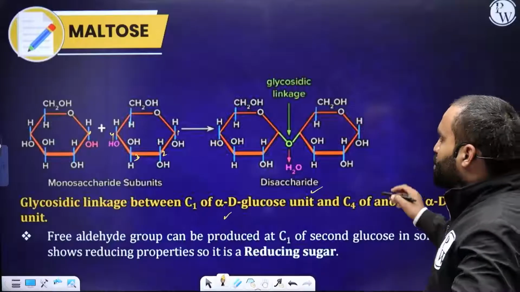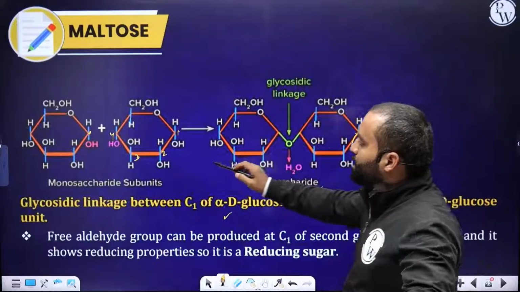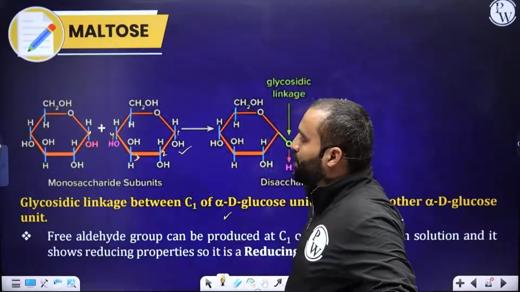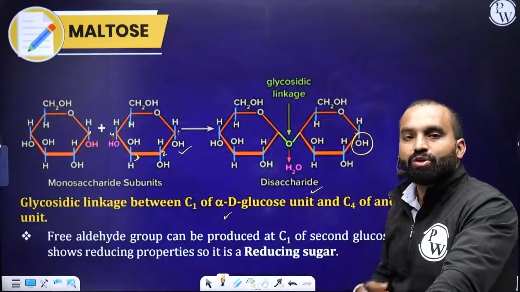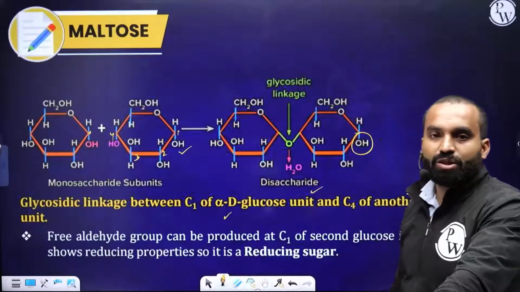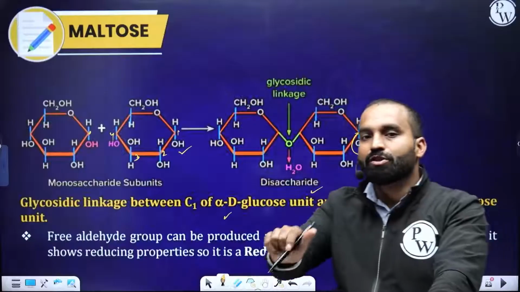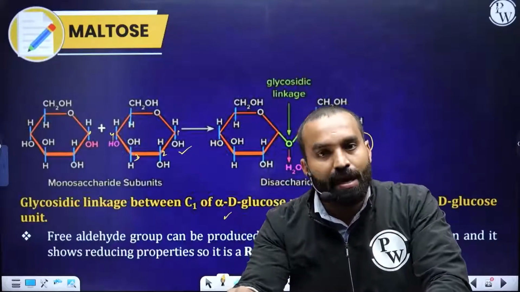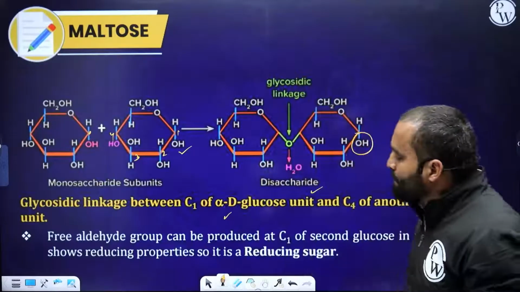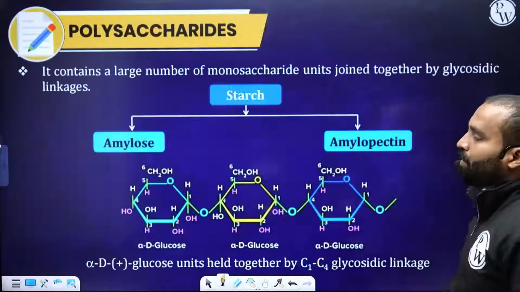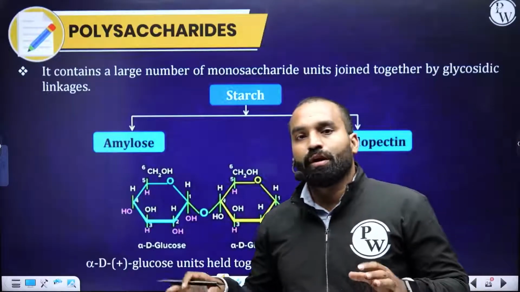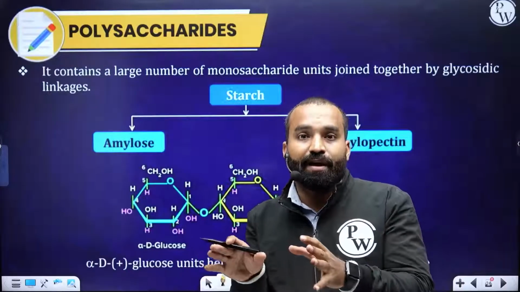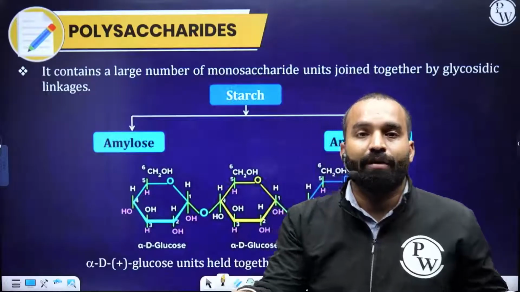So this OH is free at position number 1. Please check, this OH is free at position number 1. Therefore, it is a reducing sugar once again. So we have seen two types of reducing sugars. One is lactose, the other one is maltose. Okay, very good. You should be in a position to write down their structures to justify why they are reducing sugars and why they are not.